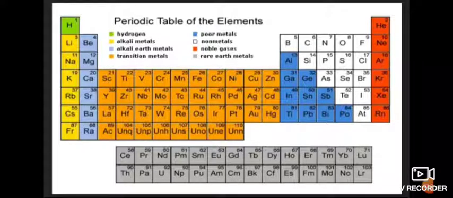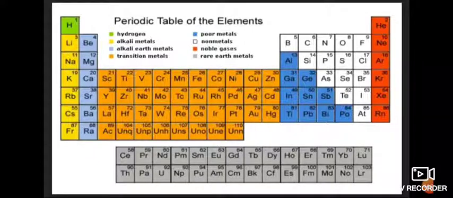If you observe this, how many valence electrons are there in hydrogen, lithium, sodium, potassium? 1 valence electron. So it is present in group 1. How many valence electrons are present in beryllium, magnesium, calcium, strontium? 2 valence electrons. So it is present in group 2. How many in boron, aluminium, gallium? 3 valence electrons, so the 13th group. How many in carbon, silicon, germanium? 4 valence electrons, so the 14th group.